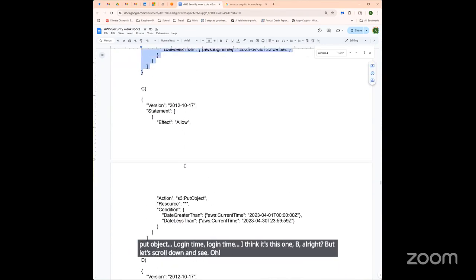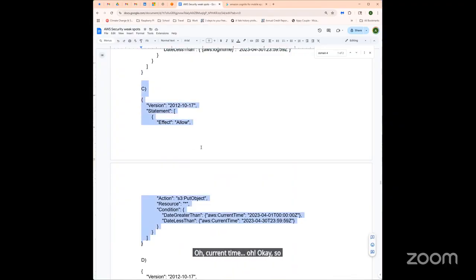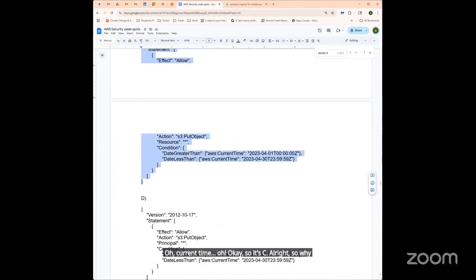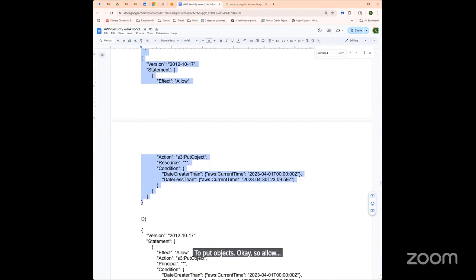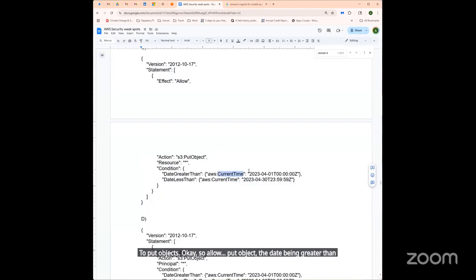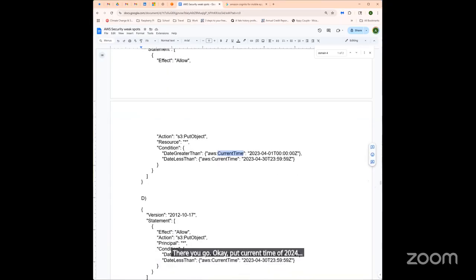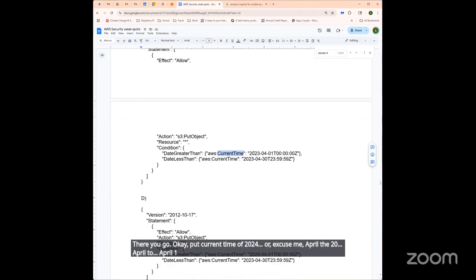Oh, current time. Okay, so it's C. All right, so why is it C? Allow put object, with the date being greater than current time. There you go. Put current time of April 1st, 2023 to April 30th, 2023, and that's the condition.